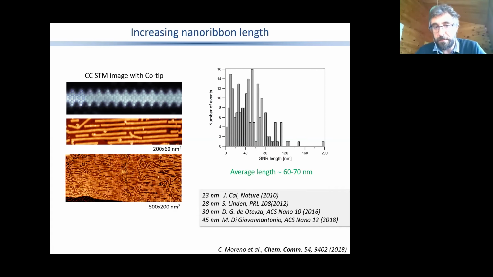So that's an important requirement to control the orientation and the length in order to build devices. But that's also an important requirement if we want to build 2-dimensional structures. And that's the second step of our approach, okay?